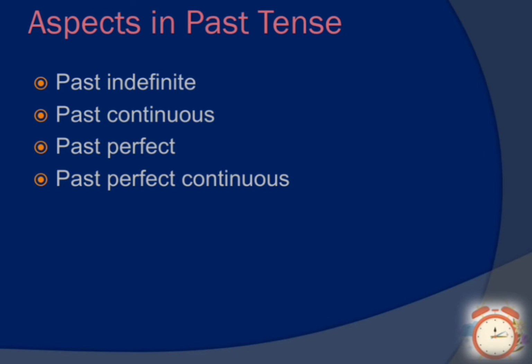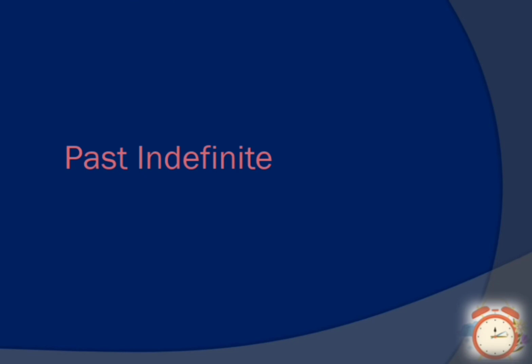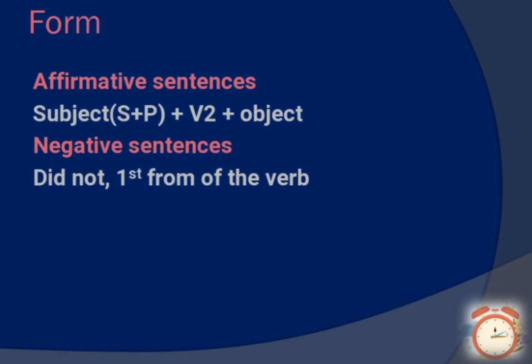Now aspects in past tense. The first aspect, past indefinite. For the formation of past indefinite for the affirmative sentences, for the subject, whether it be singular or plural, second form of the verb will be used and right after is the object. For the negative sentences, there is only one auxiliary did, with that we will use not.